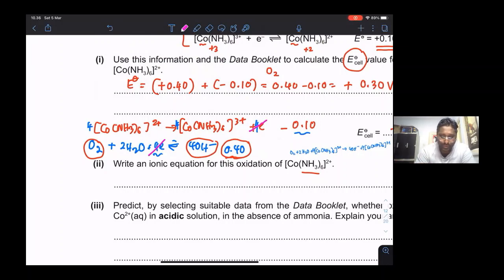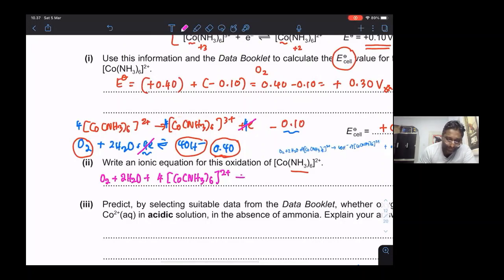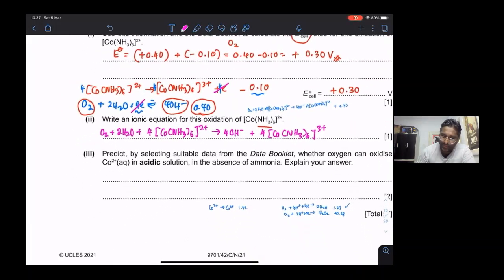So you just need to join this together, which is going to be O2 plus 2H2O plus 4 Co(NH3)6 2+. Make sure your writing is neat so that it's very easy for the examiner to mark. Then 4OH minus plus 4 Co(NH3)6 3+. This is going to be the answer.